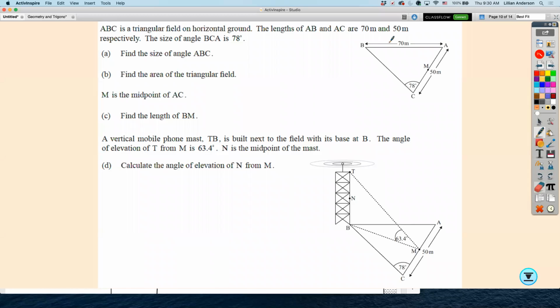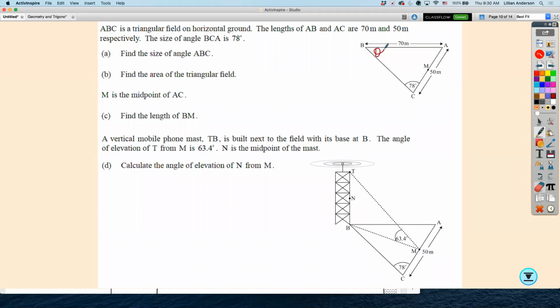ABC is a triangular field on a horizontal ground. The lengths AB and AC are 70 and 50 meters respectively. And then the size of angle BCA is 78. Everything is labeled in that diagram. Now it's asking me to find the size of angle ABC, or in other words, angle B.